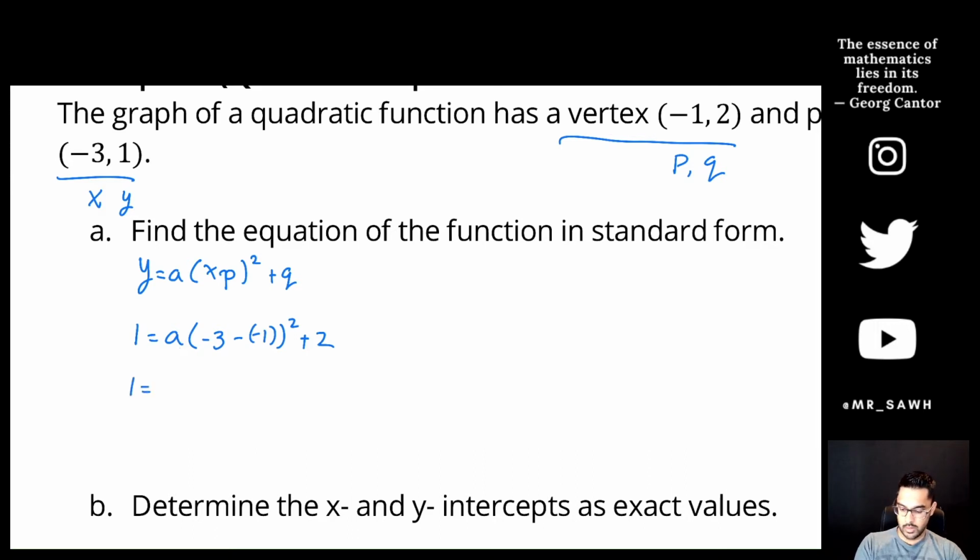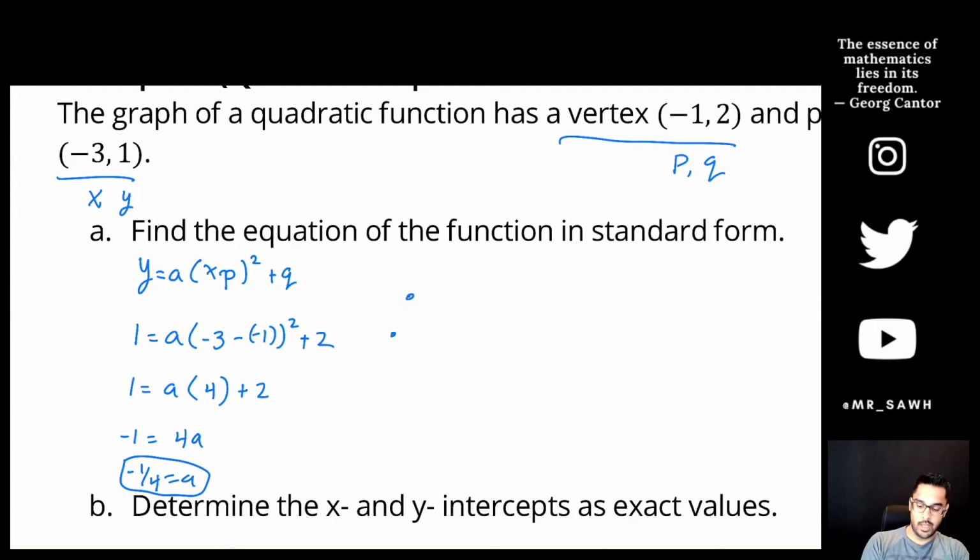So 1 equals a, in brackets, 3 minus negative 1 is 4. Wait, the x value is 3, so 3 minus negative 1 is 4. 4 gets squared to give us 16. And I've still got a plus 2 on the end. If I combine them, if I move the 2 over, you're going to get negative 1 is equal to 4a, so that negative 1 over 4 is a. So now I know I've got both a stretch and a reflection happening here. The stretch is a factor of 1/4. The reflection tells me the negative.